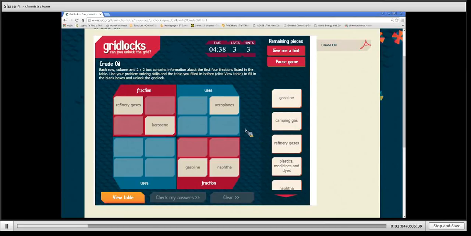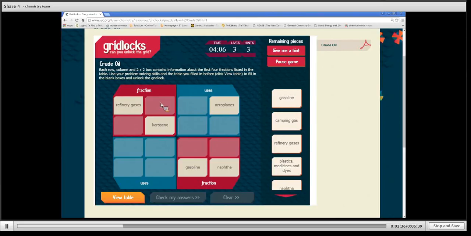Now all the ones in red are the fractions, all the ones in blue are the uses, and what you need to do is make sure that each row and each column has the 4 different fractions, 2 of which will be the actual fractions, and the other 2 will be uses of the other 2 fractions. So as an example, what we have here is refining gases and aeroplanes. So aeroplanes use kerosene. So what we are missing is naphtha and gasoline.